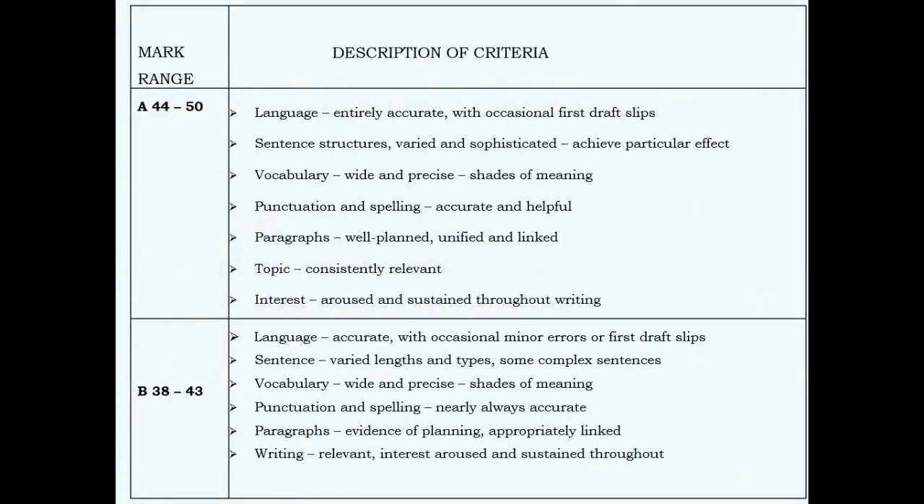Now, your marking. I've gone through what the different types are, all right? The marking rubric goes by bands. So you have A, B, C, D, E, and then you have U1, U2, U3, all right? For each band there is a mark range, because your total marks is 50. So for A it's between 44 to 50. And if you're in the range of A, this is what we will look into. So language, okay: sentence structure, varied and sophisticated; vocabulary; punctuation and spelling; paragraphs, right?